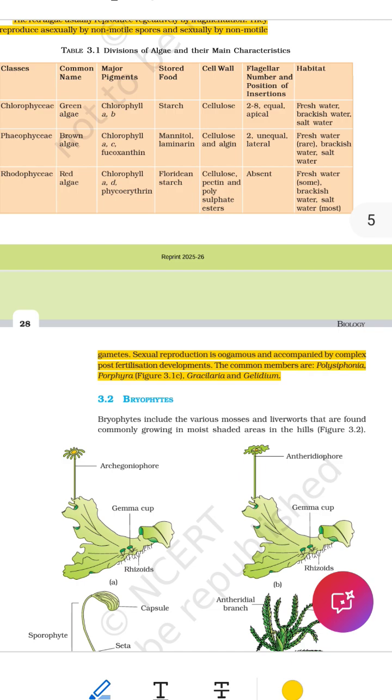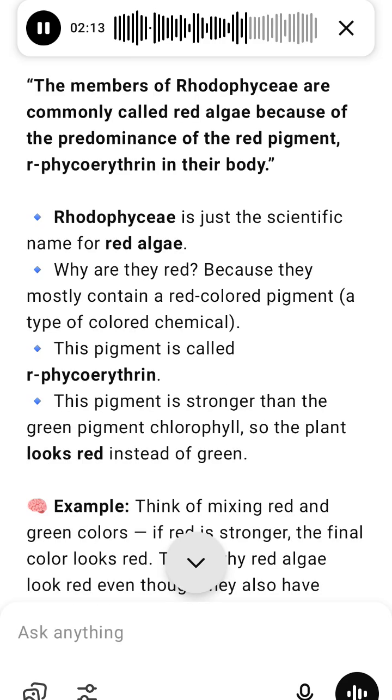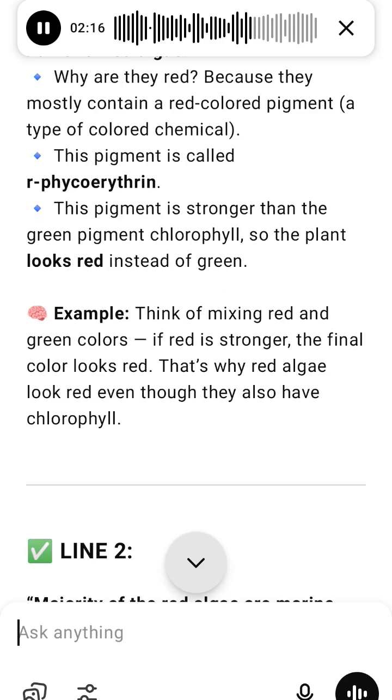Where do they live? Most red algae are found in the sea, marine habitat. They prefer warm ocean areas. They can grow near the surface of water, where light is strong, or in the deep sea, where there's very little light. They are able to survive in deep water because their red pigment can use even weak light for photosynthesis.